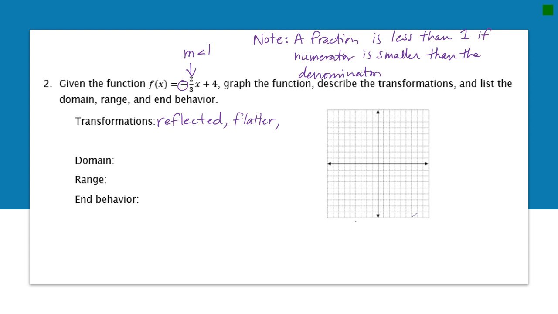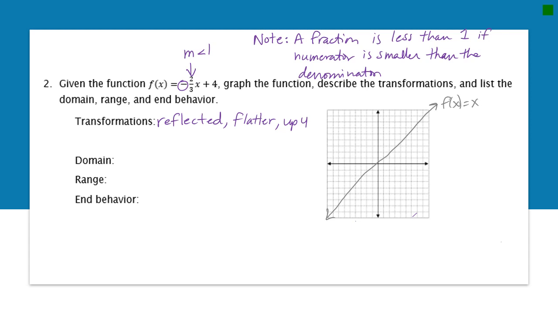Flatter is good enough. And then I see a plus 4, so I know this is going to be shifted up 4. So what I'm going to do here before we graph is I like to have the parent function on here, and I'm going to put the parent function in gray. So the parent function looks like this. And that way when we graph our new one, you'll be able to see what transformations actually happen.